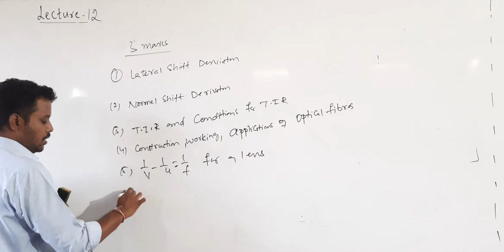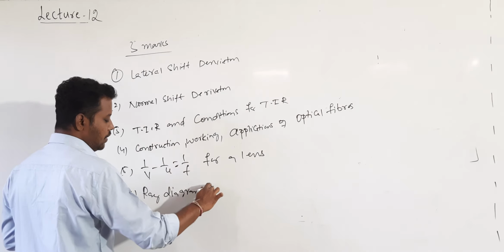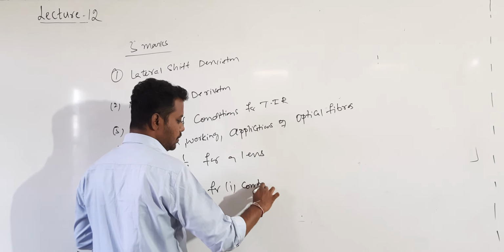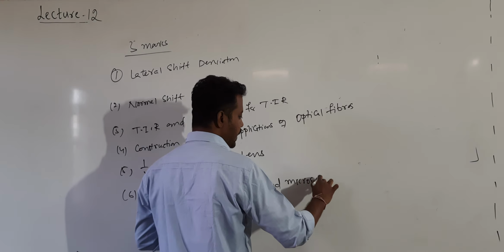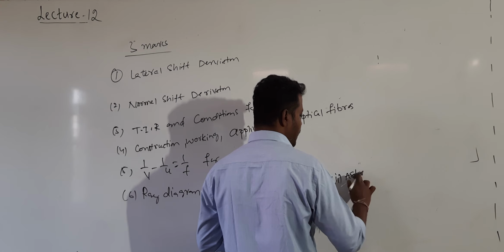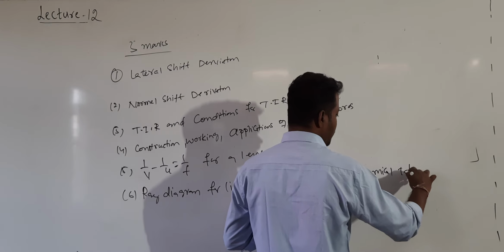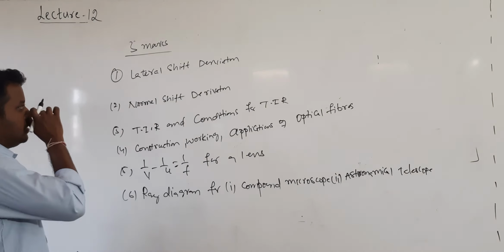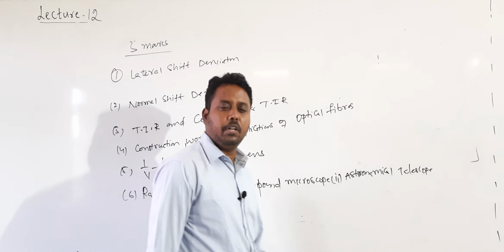Then the sixth one is the ray diagram, first for the compound microscope and the astronomical telescope, both reflecting type and refracting type. Ray diagrams they ask many times. So once you go through it, because I have not given any questions on mirrors, we think it will not be there.